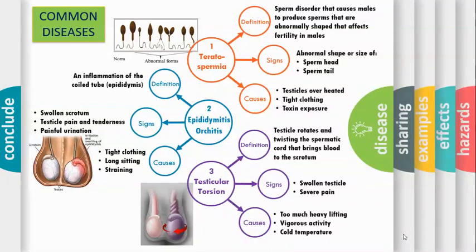Furthermore, epididymitis is an inflammation of the epididymis at the back of the testicles. Signs and symptoms might include swollen scrotum, testicle pain, or painful urination, possibly because of tight clothing, long sitting, and straining. Nevertheless, in testicular torsion, as you can see from the picture, the spermatic cord is twisted, which reduces blood flow and causes sudden and often severe pain and swelling due to too much heavy lifting, vigorous activity, and even cold temperature.